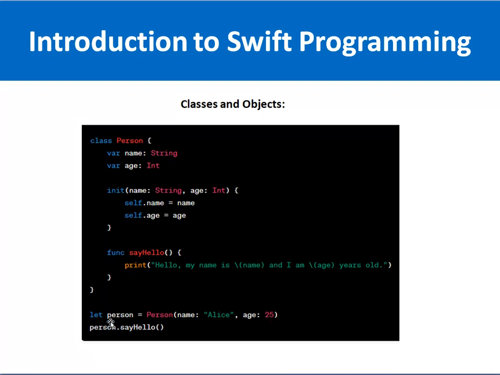So I will create a person, let person equal to Person, that Person class. Once I create an object person of that Person class, the object is created with the name Alice and age 25. Once I call this, the initializer will be called, and self.name will be set as Alice, and self.age will be set as 25.